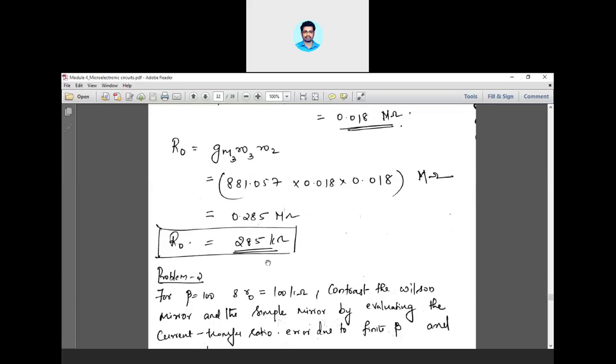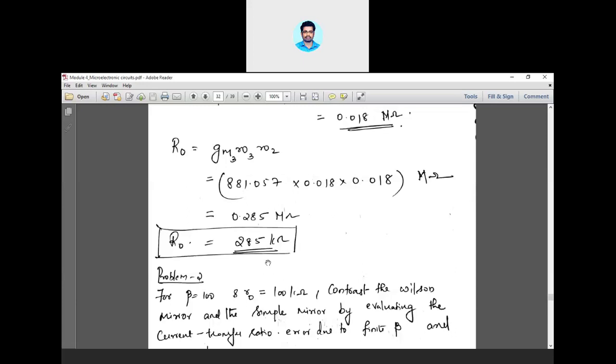Next thing is to find the output resistance of the cascode mirror. You know that the cascode mirror is a perfect one which is having the same output resistance as that of the cascode amplifier. You know that the cascode amplifier is having an output resistance of GM3 R03 into R02, which is the same as the output resistance of a mirror circuit also. So write that equation, but there the unknown is GM. So you have to find GM.